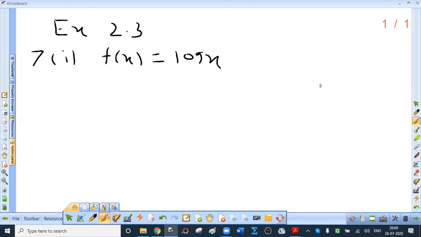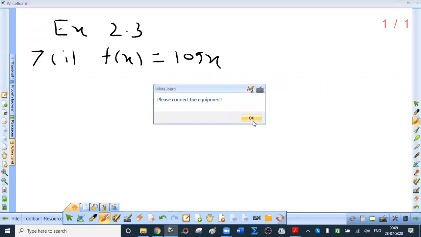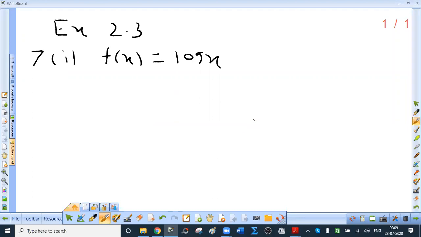Write down f of x equal to log x. Now you have to write this logarithm function is continuous. Logarithmic function is continuous on R plus. What do you mean by R plus? R plus means positive real numbers. Is continuous on R plus, and hence continuous on closed interval 1 comma e.